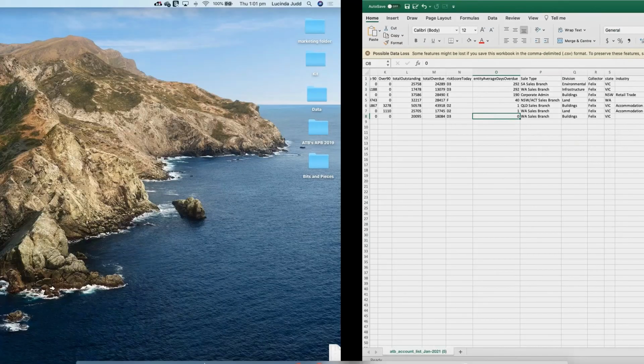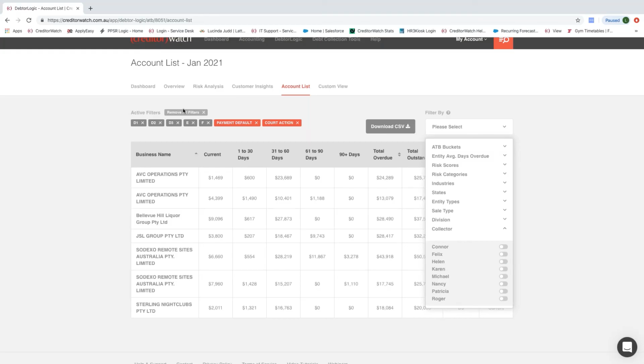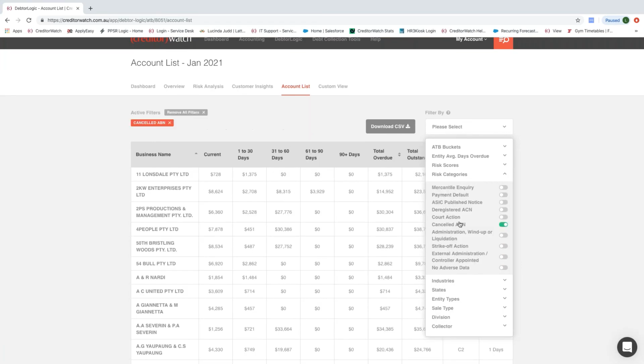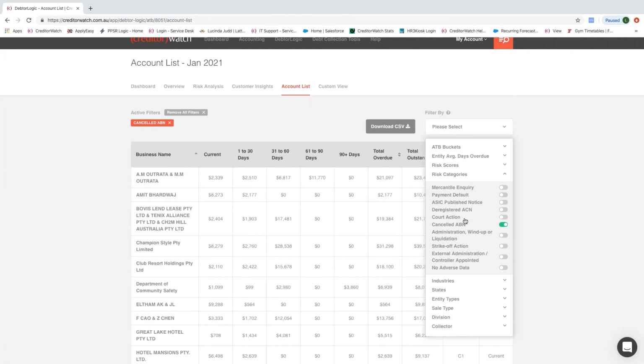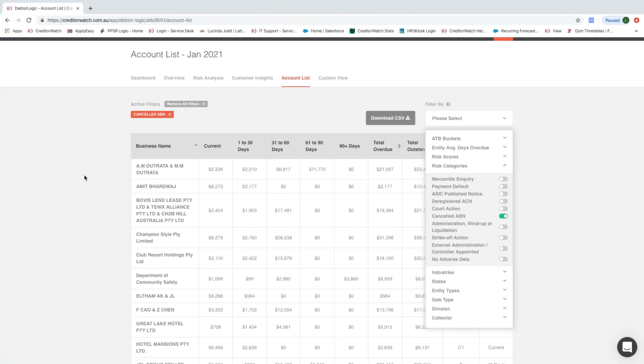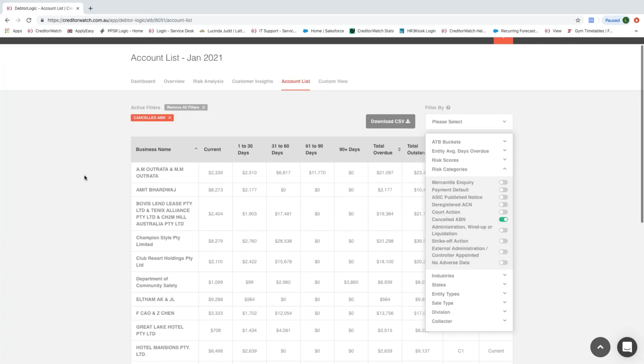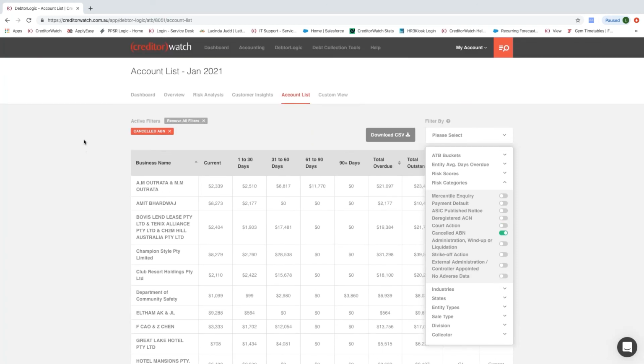You could also be doing something like focusing on cancelled ABNs. It's another good one. So have someone focus on all of the accounts with a cancelled ABN, double check the credit application, and see if everything is up to date there in terms of your records, because potentially there's quite a bit outstanding there that you could lose if things aren't up to date. But I think that's a really great way to wrap up the demonstration there of these main features within the system.